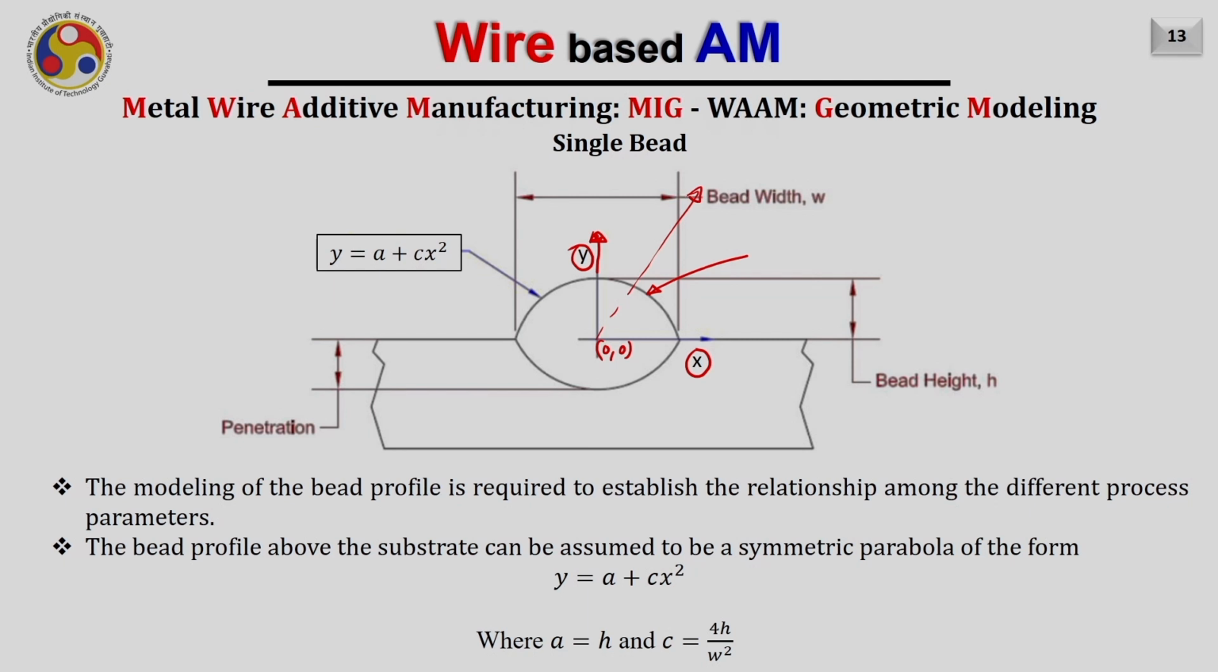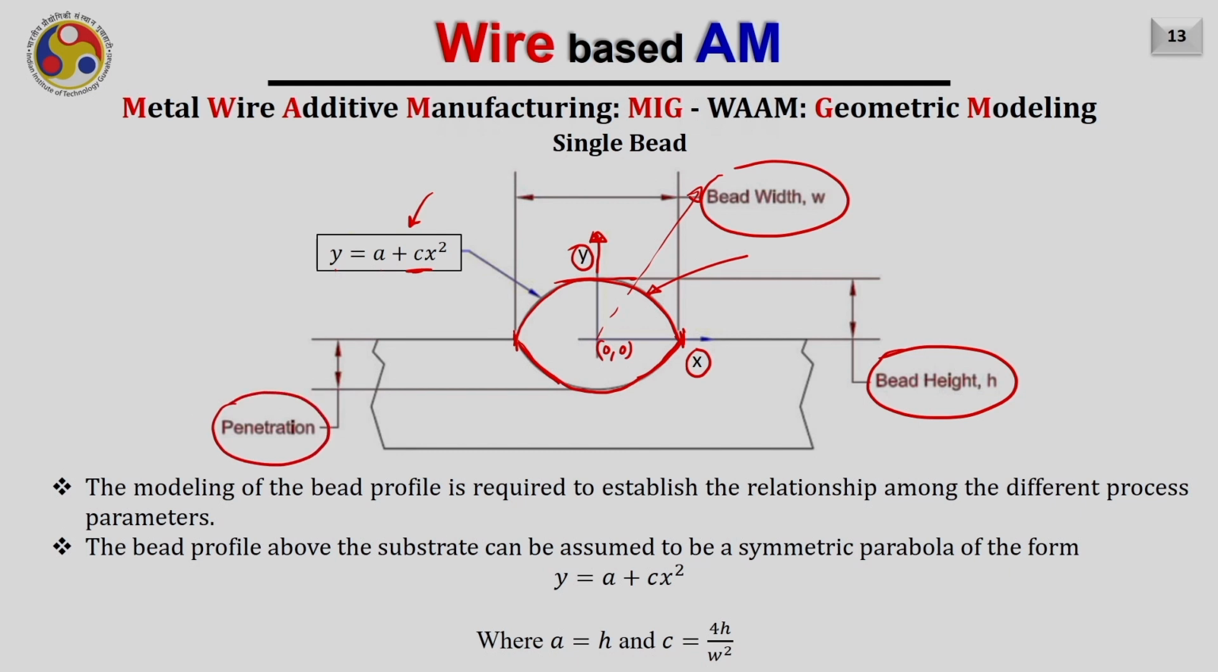Now in that case, I can write the equation of this curve, which I assume to be a parabola, as y equals a plus cx square. The maximum height of this parabola will be nothing but the bead height, and the width of this parabola on the substrate will be nothing but the bead width. Also, some portion of the substrate will get affected, and that will be called the penetration depth.